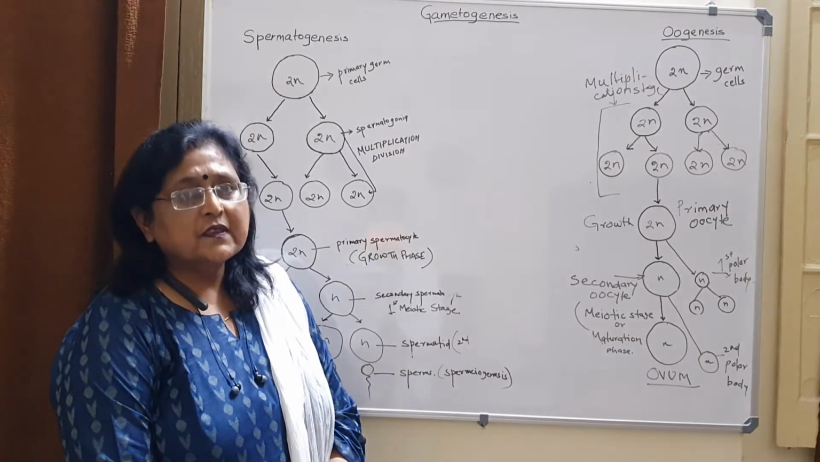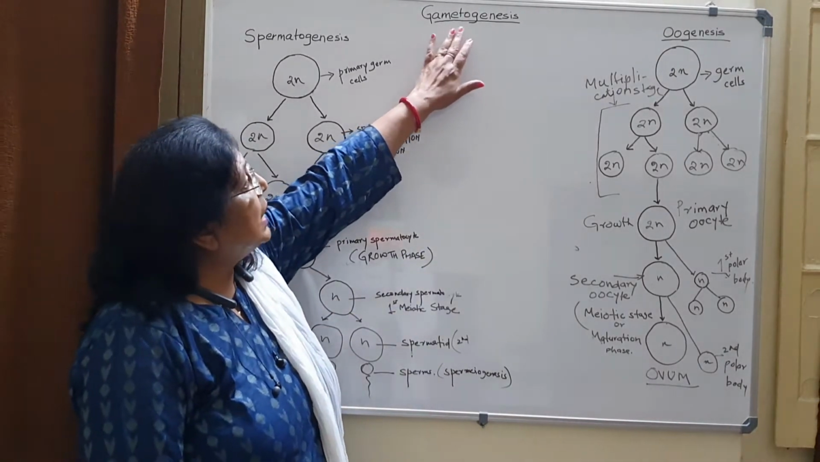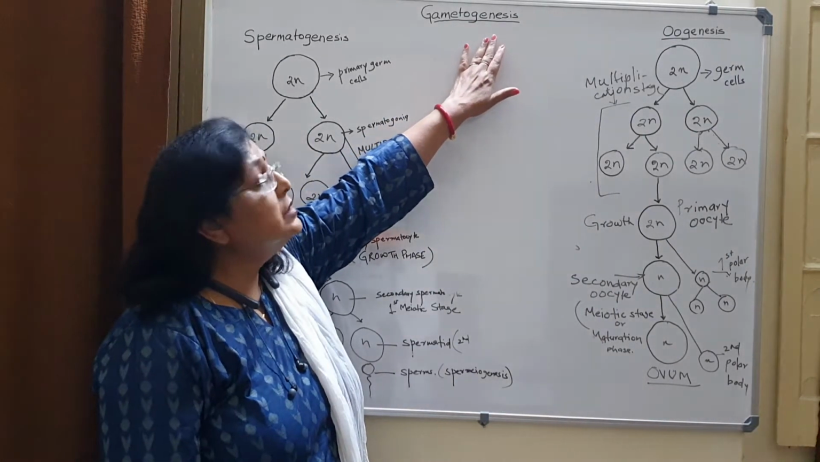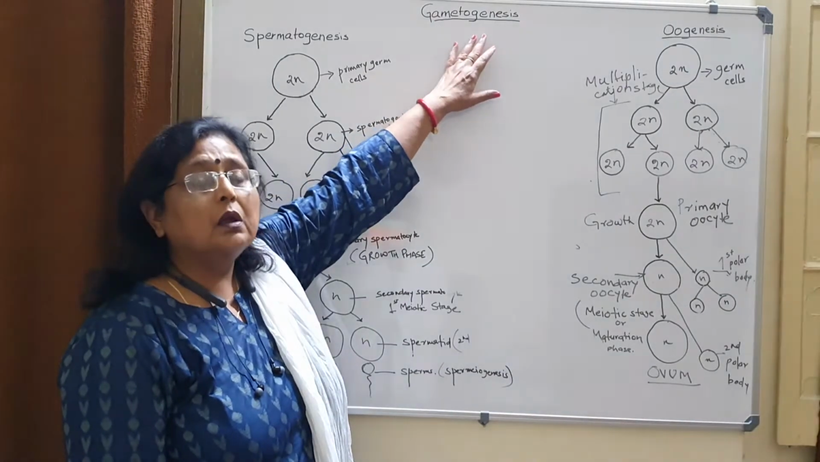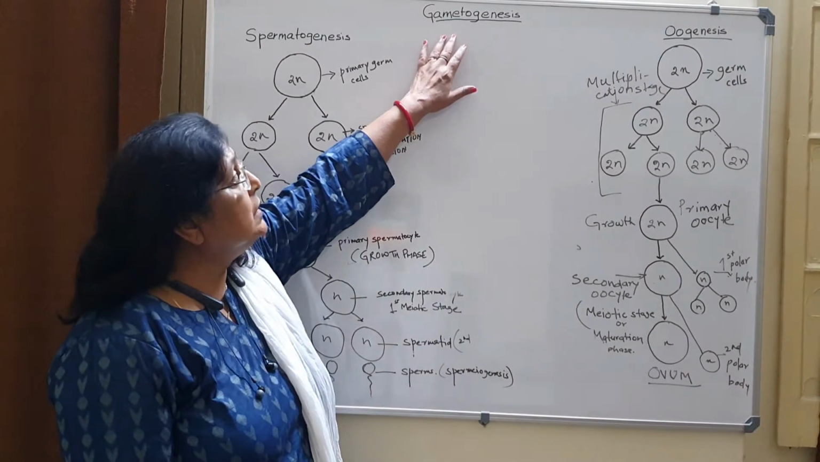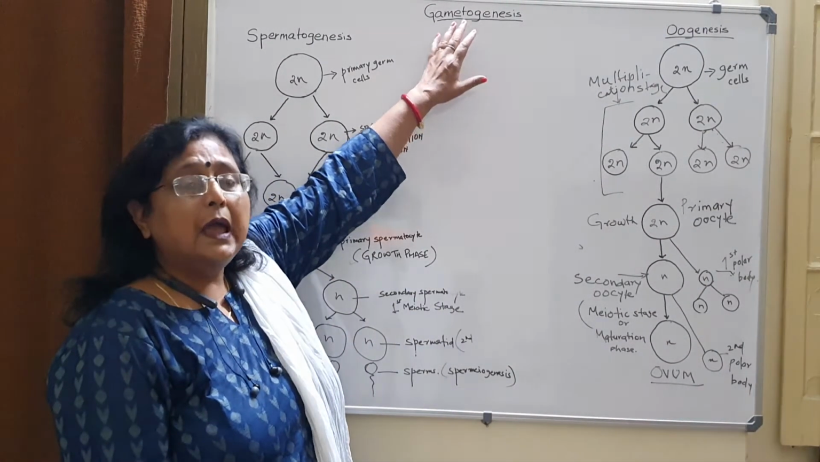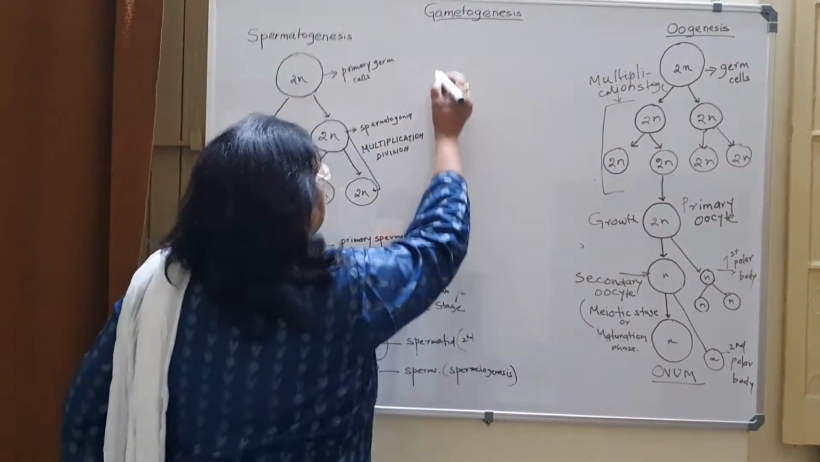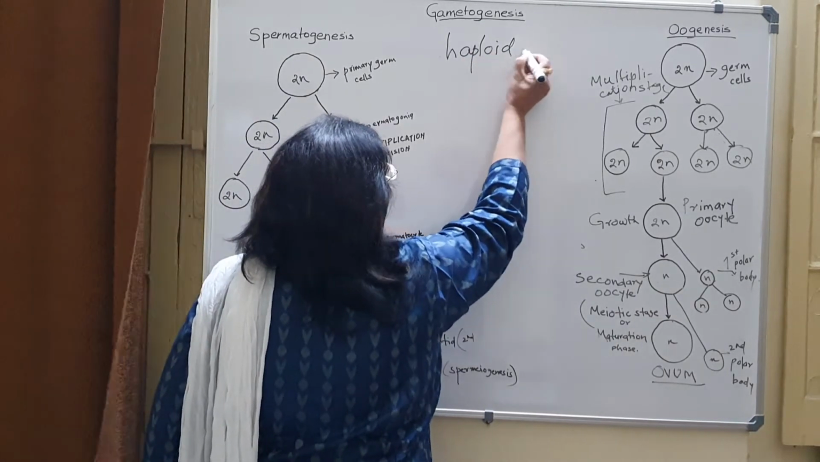Today I am going to discuss gametogenesis. As we see, gametogenesis is made up of two words, gamete and genesis. That means the formation of gamete or the production of gamete. So, we can define gametogenesis as the process of production of haploid gamete from diploid germ cells. The gametes are always haploid, as we know.